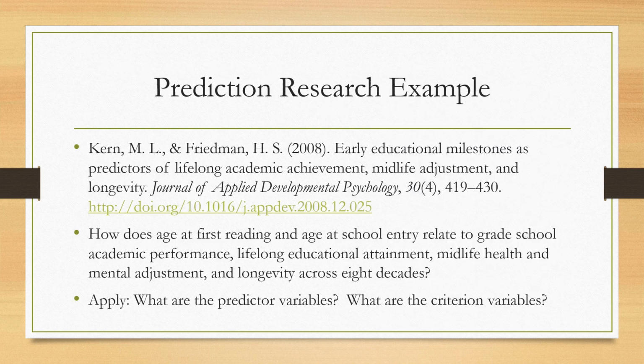For example, in a study entitled Early Educational Milestones as Predictors of Lifelong Academic Achievement, Midlife Adjustment, and Longevity, published in the Journal of Applied Developmental Psychology, where follow-up data from the Terman Life Cycle Study was gathered and analyzed, researchers attempted to examine how age at first reading and age at school entry relate to grade school academic performance, lifelong educational achievement, midlife health, mental adjustment, and longevity across 8 decades. What are the predictor variables? What are the criterion variables? Please pause the video to answer the questions.